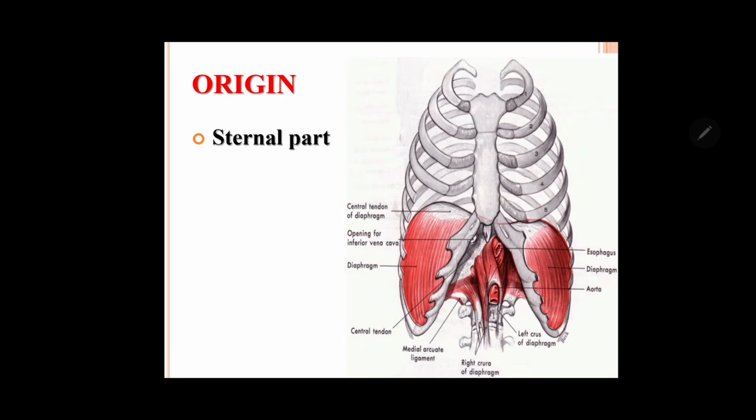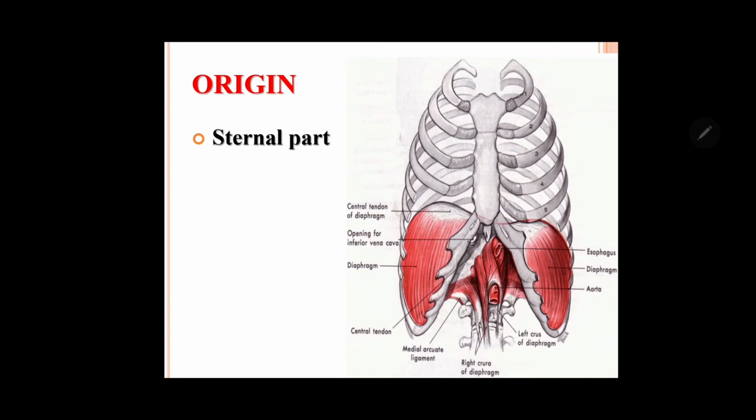In front of the aortic opening, as you can see here, in the tendinous part you are seeing a quadrilateral opening, that is the vena cava opening, and in the muscular part you are seeing the elliptical opening, that is the esophageal opening, and just behind the diaphragm you are seeing the rounded aortic opening here.